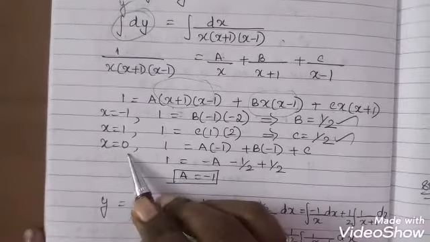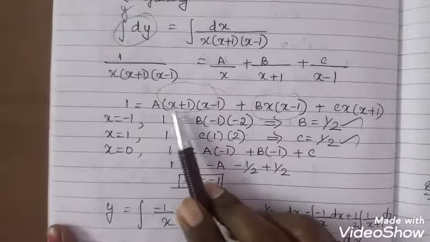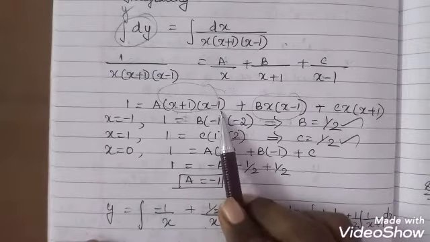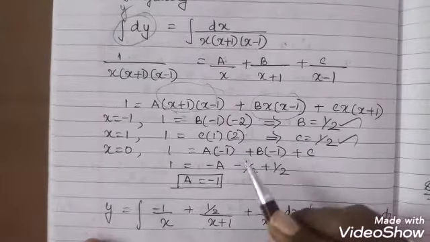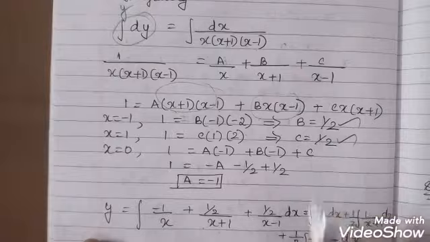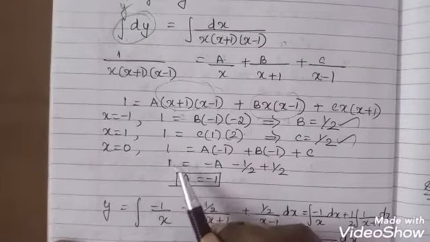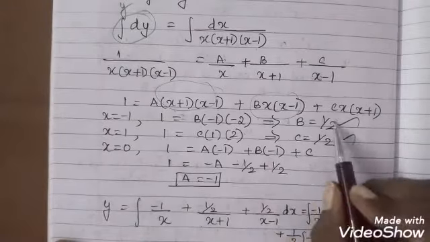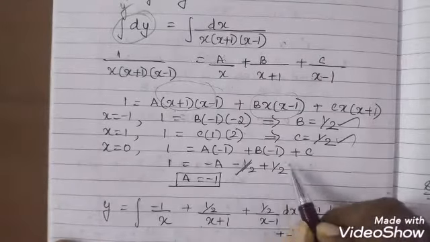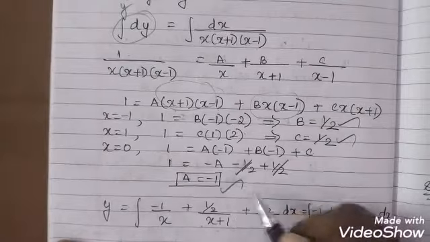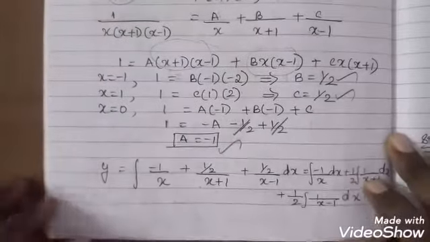Next put x is equal to 0 here. So 1 is equal to 0 plus 1 into 0 minus 1, which is nothing but minus 1. So you will get minus a. Here again it is minus b. Okay, here if you see it will be nothing but c. Substitute the values. 1 is equal to minus a, here it's minus 1 by 2, plus here it's nothing but 1 by 2. It gets cancelled. So what's the value of a you get here? It is equal to minus 1.